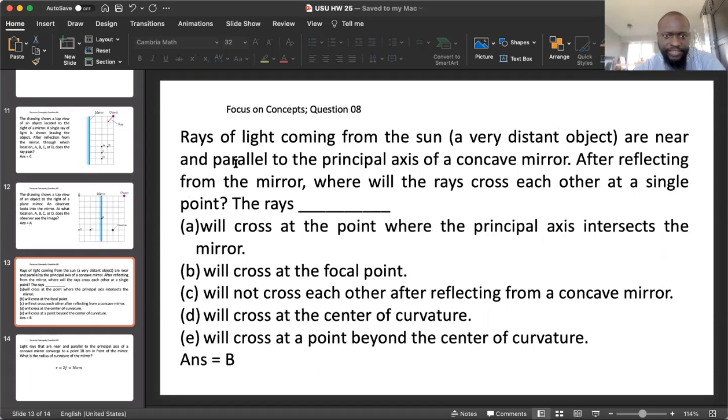Okay, next problem. Rays of light coming from the sun are near and parallel to the principal axis of a concave mirror. After reflecting from the mirror, where will the rays cross each other at a single point? They're going to cross each other at the focal point. That's the definition of a focal point. It's the point on the principal axis where rays that are far and parallel incident on the mirror appear to converge after they reflect. So when parallel rays from far away, approximately from infinity, come to a mirror and reflect, they converge at the focal point. So that's why B is the correct answer.